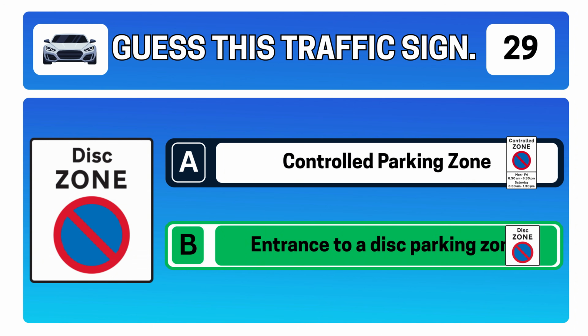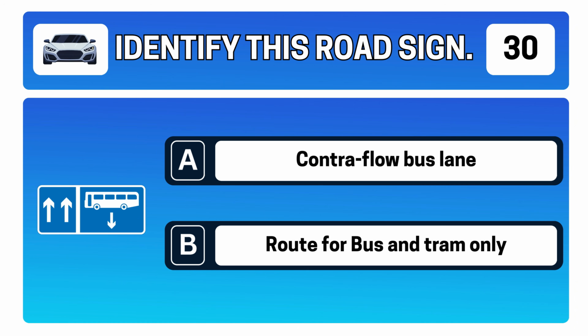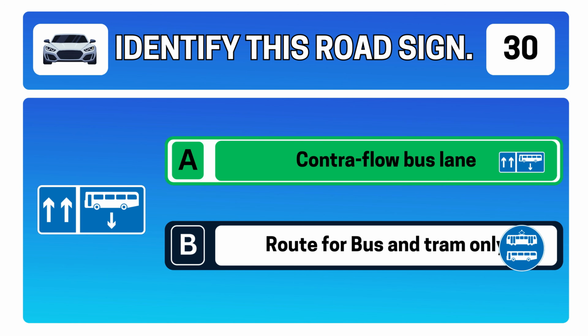Identify this road sign. A. Contraflow bus lane. B. Route for bus and tram only. Well spotted, it is the contraflow bus lane sign.